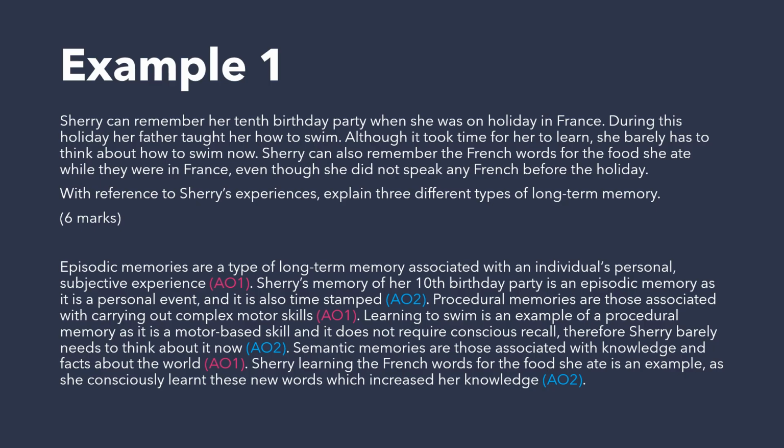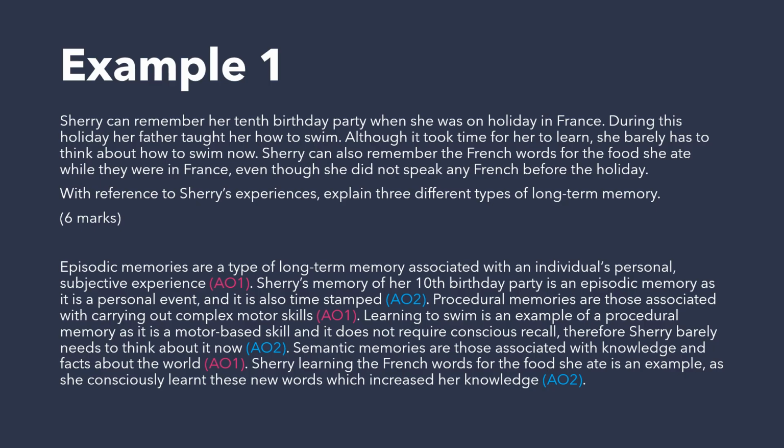Episodic memories are a type of long-term memory associated with an individual's personal subjective experience. That's just a generic knowledge mark. And then Sherry's memory of her 10th birthday party is an episodic memory, as it's a personal event and it's also time stamped. So there is justification for why that memory is an episodic memory.